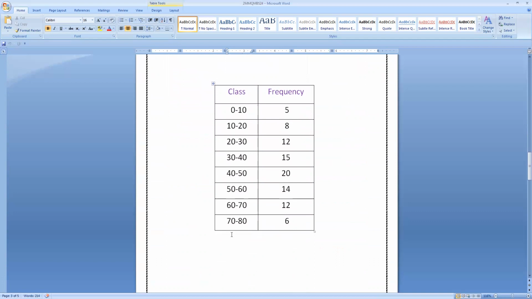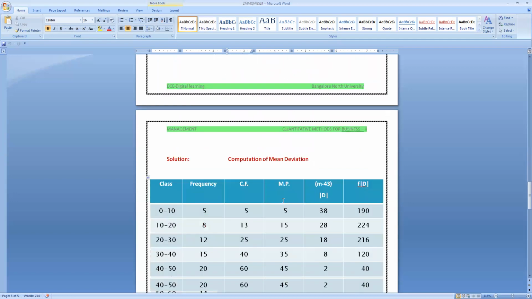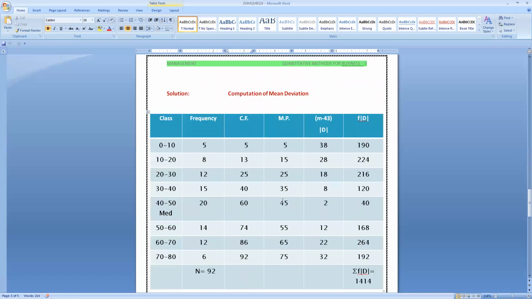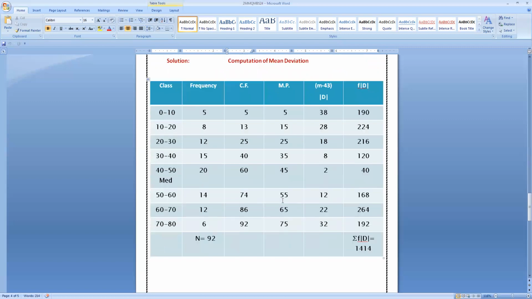The information is given. One is class interval, another one is frequency. The class interval starts from 0 to 10 and the last will be 70 to 80. The frequency values are given, that is 5, 8, 12, 15, 20, 14, 12 and 6. Let us calculate the value of mean deviation.